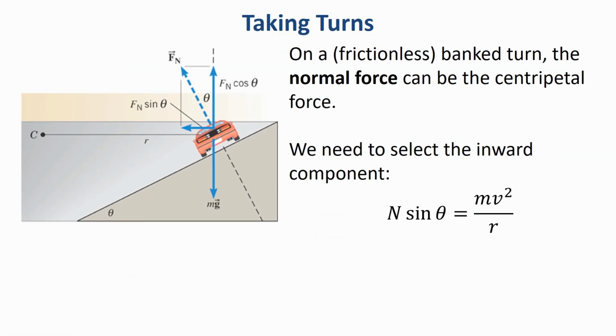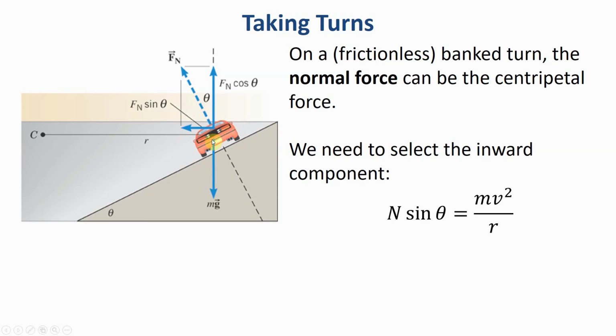So let's talk about now a banked turn where my road is tilted like it is for, say, professional race car driving. So we can go around these turns a lot faster. Now I could actually completely ignore friction, and if I wanted to, I could let the normal force be my centripetal force. Remember, any kind of force can be centripetal.